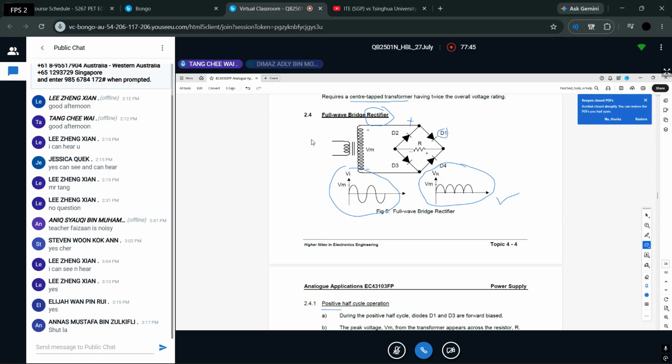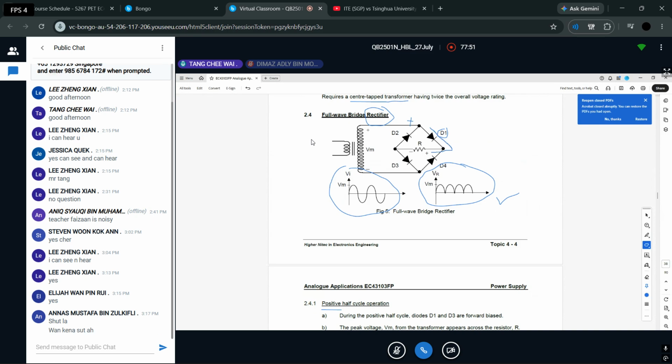Okay, so the positive comes to here, forward bias D1, the current flows through here and goes through your R and then continues with your D3. And then, of course, returns back to the source. So for the positive half cycle of the full wave rectifier, D1 and D3 will operate. The current flows the way I just showed you, through D1, through R, through D3 and back to the original source. That is your positive cycle.